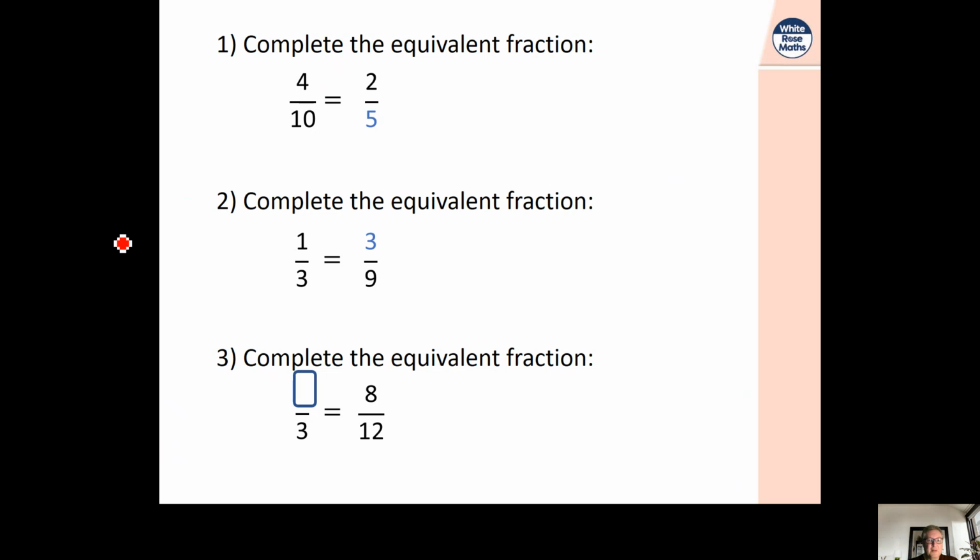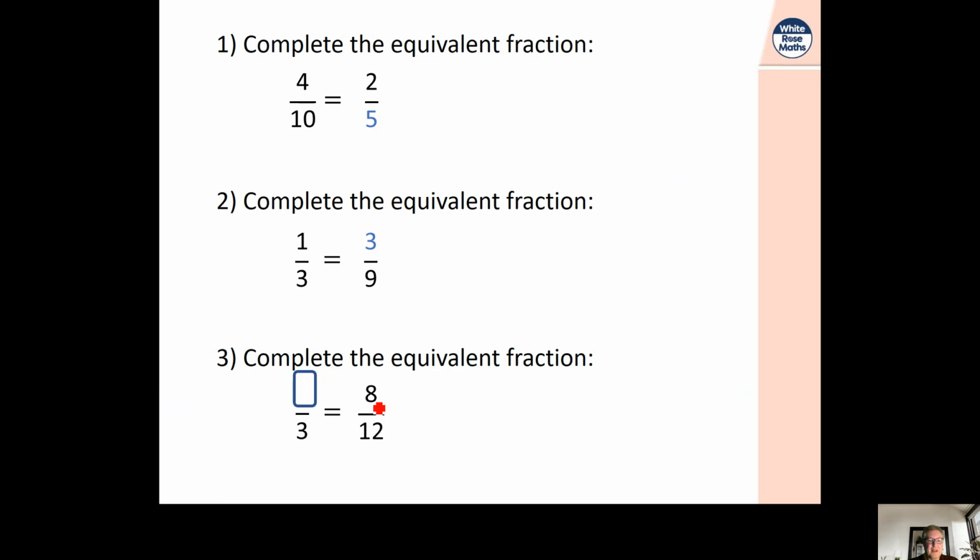Now on this one, the equivalent fraction is we've taken the 1 and multiplied it by 3. That's right, because we noticed down here that the denominator was 3, a multiple of 3. So 3 times 3 is 9, 1 times 3 is 3. So what about this one?